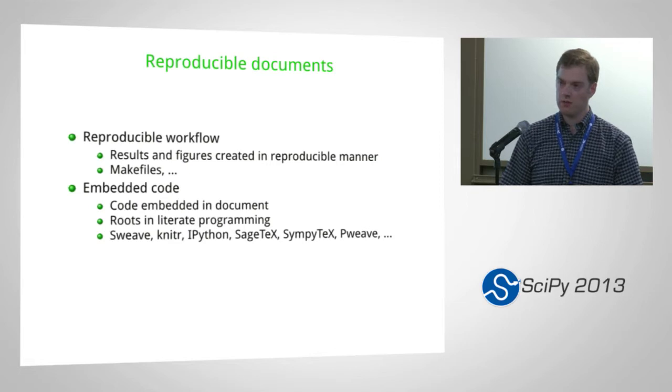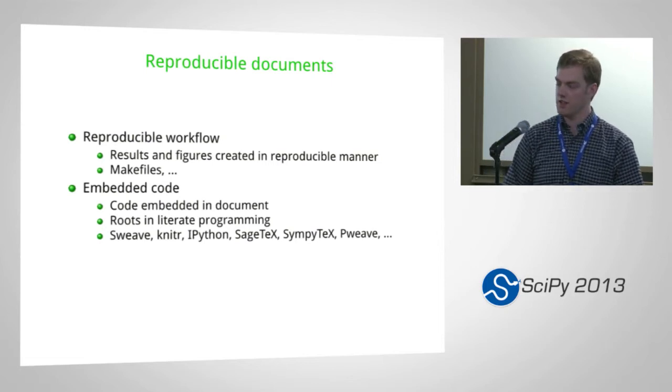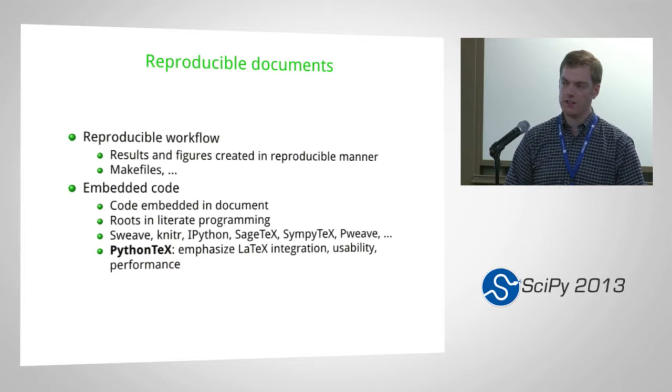Sweave is maybe one of the better-known examples of this approach, where we have R and LaTeX combined. There's also knitr, which is a more recent and advanced version of that. And then in the Python ecosystem, probably IPython's the best known thing that we have for combining text and code, having the two interact. There's also SageTeX, SimpyTeX, pweave, some other options. And then what I'm doing with PythonTeX is building on some of the previous LaTeX solutions, especially SageTeX, and really emphasizing close LaTeX integration, a lot of usability and performance features.